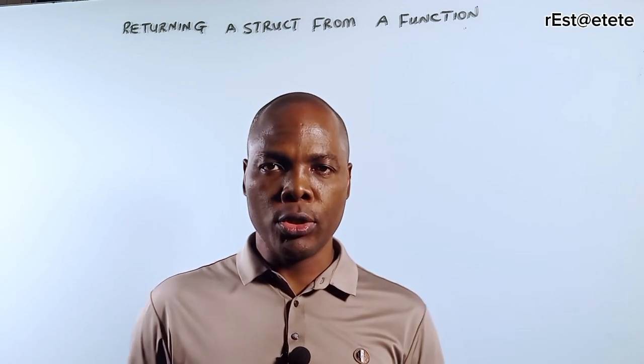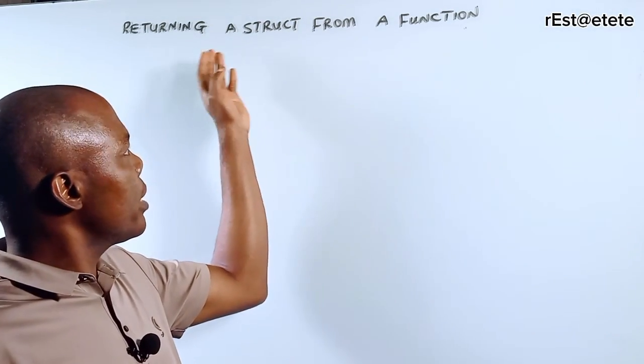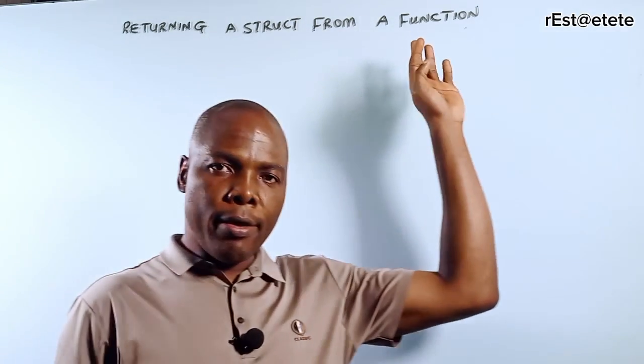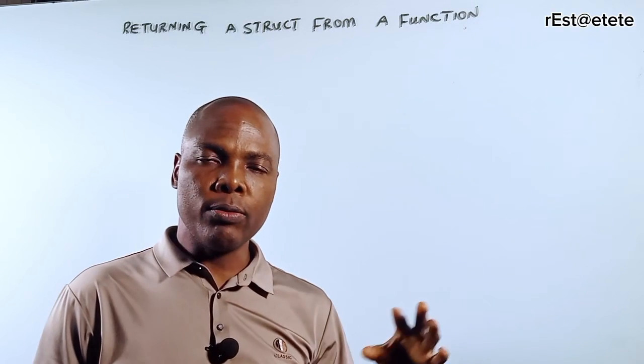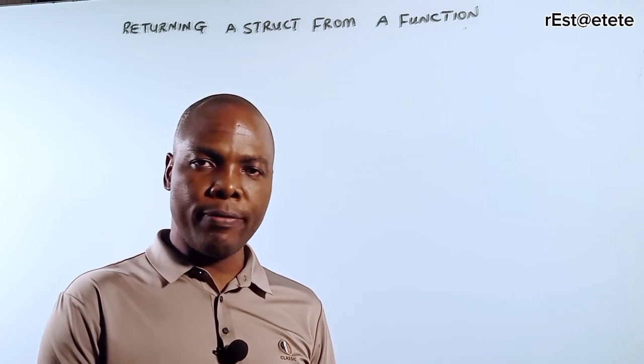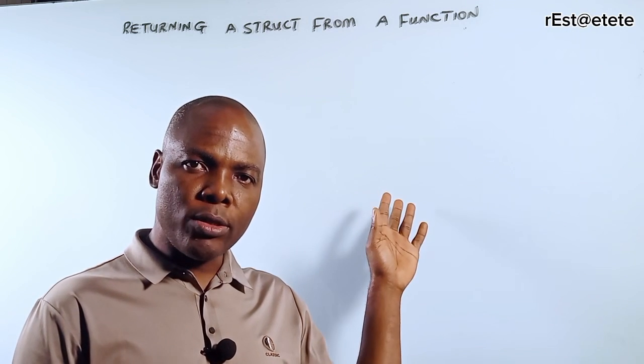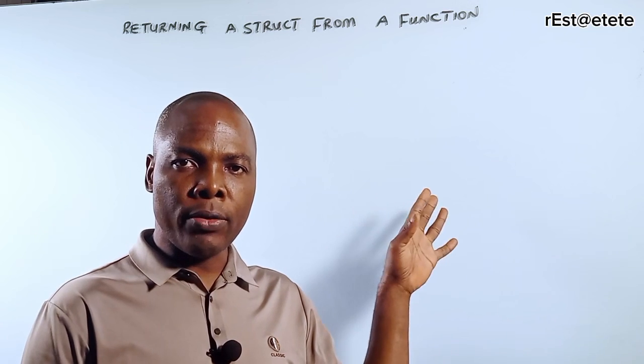We are still on structure. So what we want to do today is returning a struct from a function. The last class we dealt with passing a structure to a function. Now, in a practical sense, where do you use this kind of scenario?